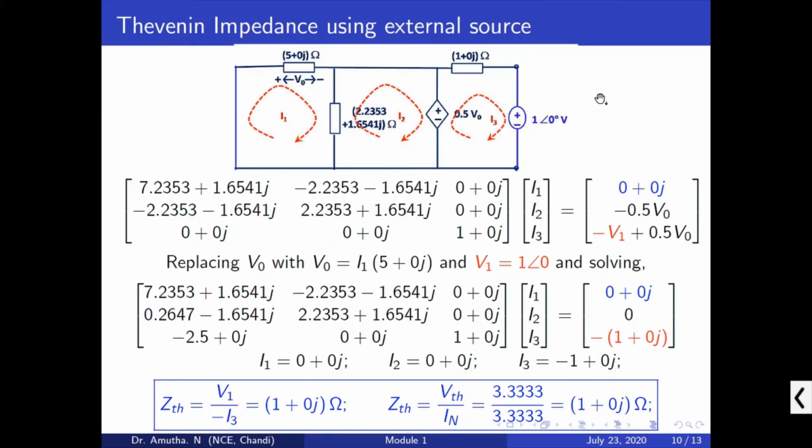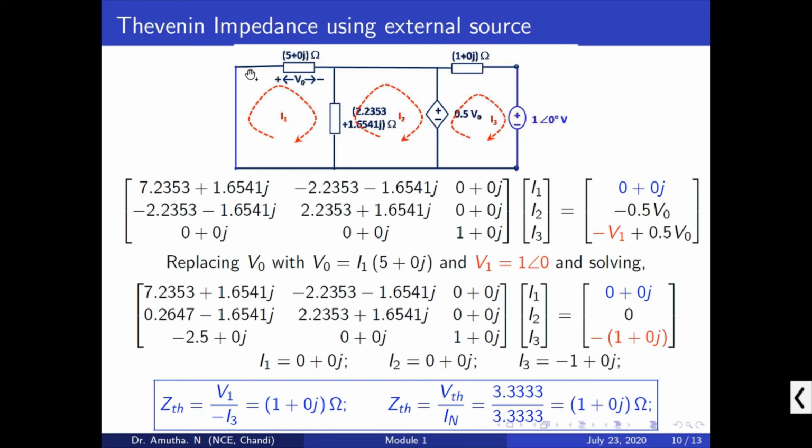Now we are trying to find out the Z Thevenin. Z Thevenin can be found in two ways. One is using the V Thevenin, that is the Thevenin voltage, and another one is the Norton current, that is IN. From this we can find out the Z Thevenin. Another method is we can apply some known voltage at the desired node and try to find out the current in that branch. From that we can calculate Z Thevenin. For that, we have to remove all the independent sources. As said earlier, the dependent sources will remain in the circuit.